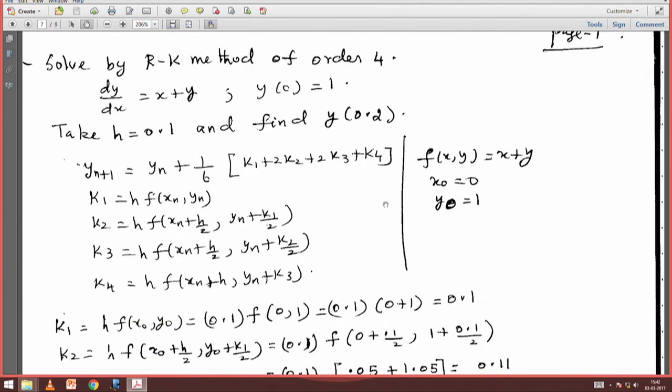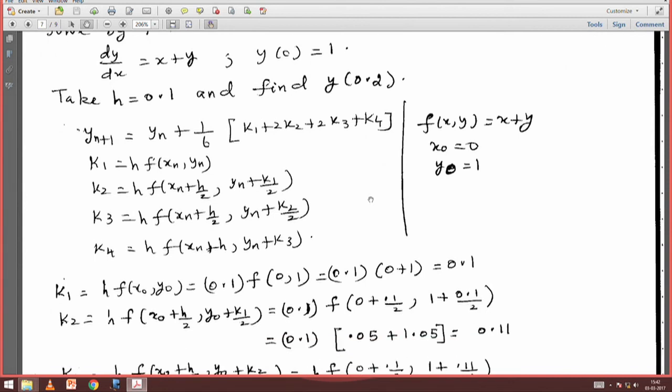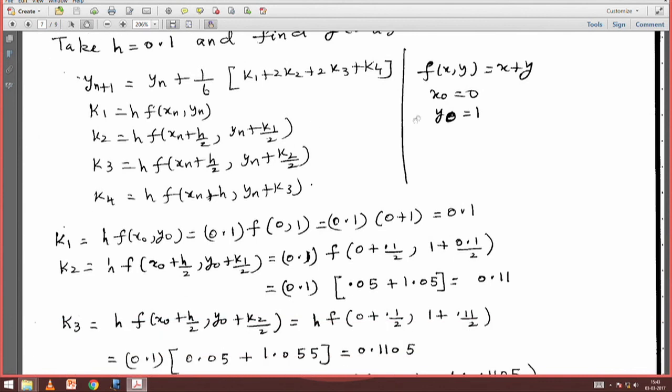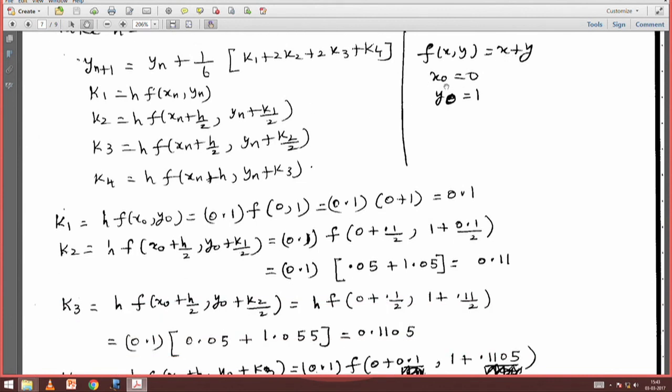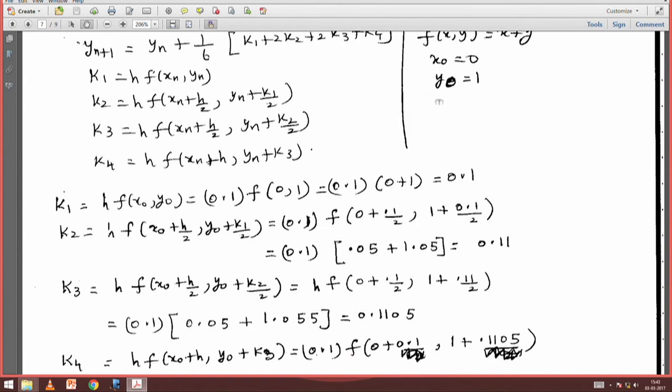So, we shall conclude this discussion by taking a simple example of RK method of order 4 and applying it to say this equation: dy by dx is equal to x plus y, y of 0 is 1. So, I want to take h as 0.1 and would like to find out what is y at 0.2. So, I write down this method. I know f of x y is x plus y, x naught is 0, y naught is 1.